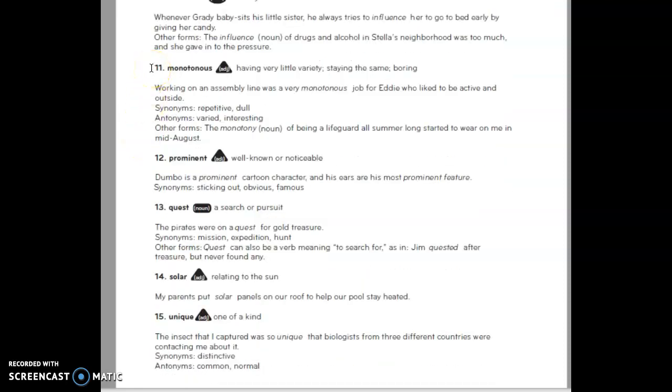11, monotonous means having very little variety. It stays the same and it gets boring. Working on an assembly line was a very monotonous job for Eddie, who liked to be active and outside. So synonyms, we have repetitive, dull. An antonym would be varied or interesting. Another form is the monotony of being a lifeguard all summer long started to wear on me in mid-August.